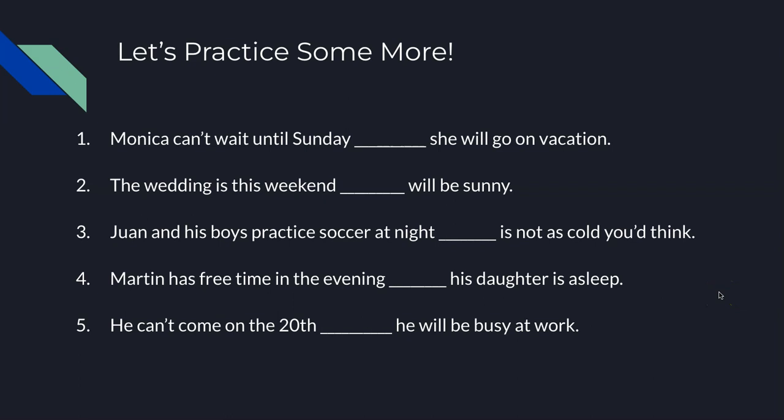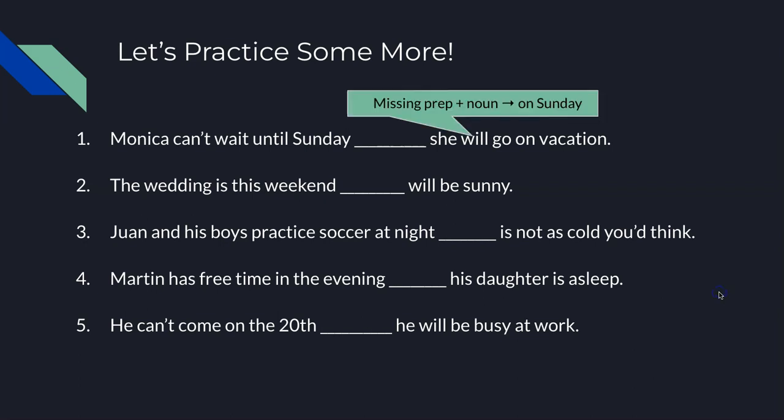You have 5 sentences here and you need to decide if you use when or which. In number 1, what is missing? On Sunday is missing. So because we need a preposition, that means that between which and when, when is the correct answer.